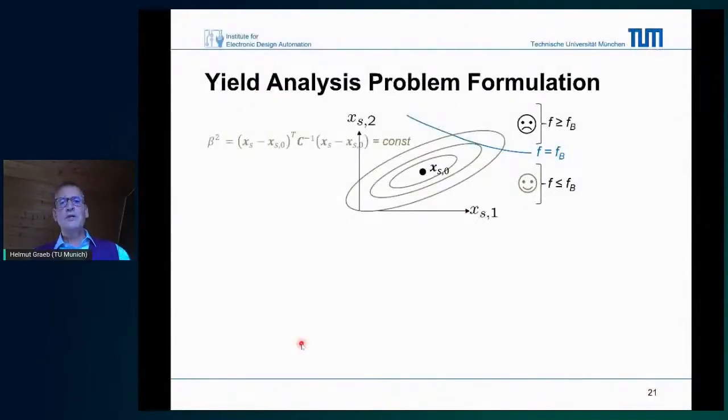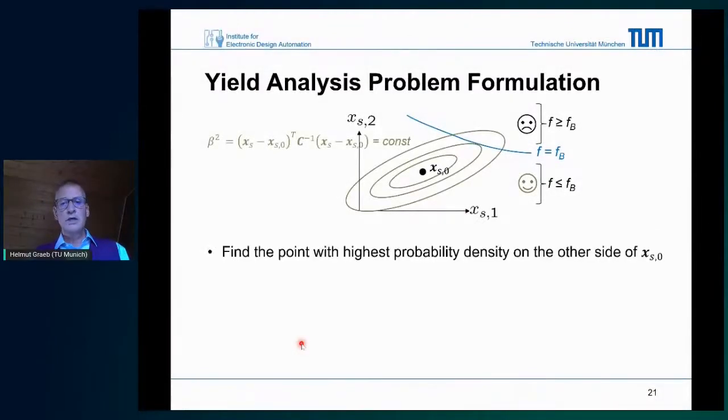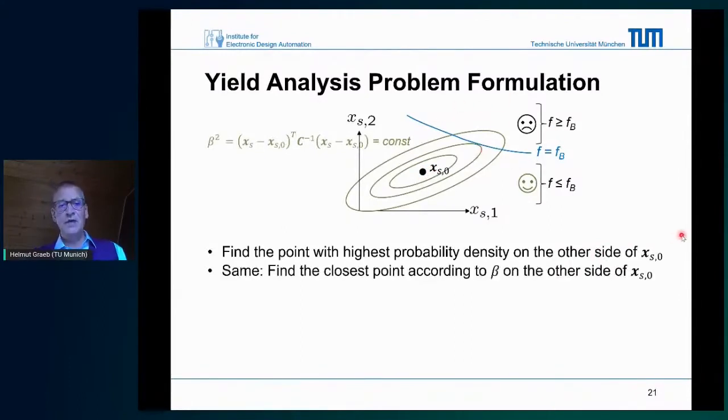One more comment, we have to formulate the mathematical problem. Find the point with highest probability on the other side of x as zero, right? We are here, the nominal value. We find the point with highest probability on this side. And it's the same thing as finding, you saw it already intuitively before, the closest point to this one here on the other side according to these level contours. Okay, sorry, that was too fast, right? It's not this one, that's too big. It's not this one, that's too small. It's this one. The smallest one, as long as you are still on the other side, it's this one.